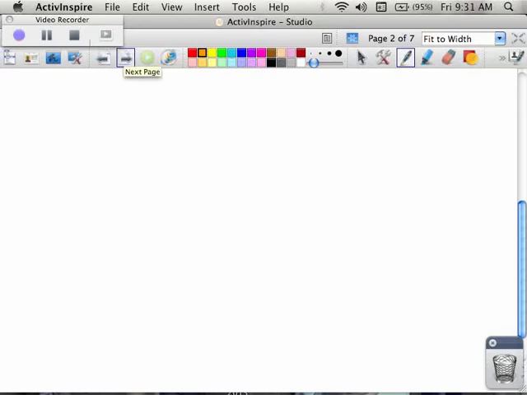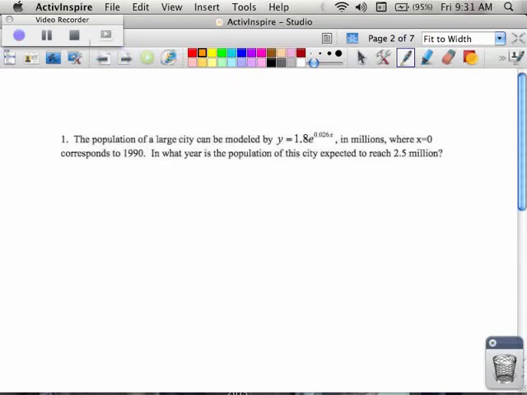Example number 1. We have a population, and we have a certain model. You'll notice it's an exponential model. The base is e. X equals 0 is talking about 1990. Now, this is kind of important because people mess stuff up all the time because they're not paying attention to the words. So you need to know x = 0 is 1990. And they want to know, when is this thing going to reach 2.5 million?